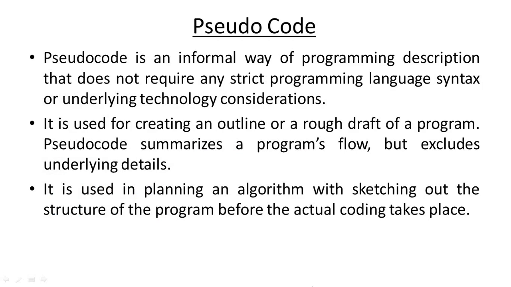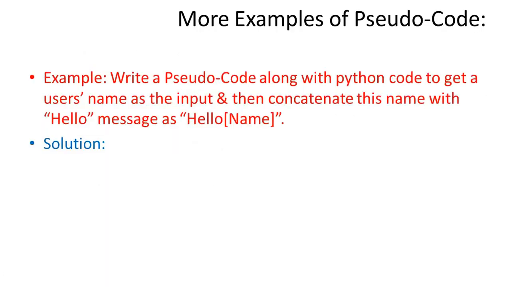Pseudocode is an informal way of programming description that does not require any strict programming language syntax or underlying technology. It is used for creating an outline or a rough draft of a program. Pseudocode summarizes the program flow but excludes the details. It is used in planning an algorithm, which sketches out the structure of the program before actual coding takes place.